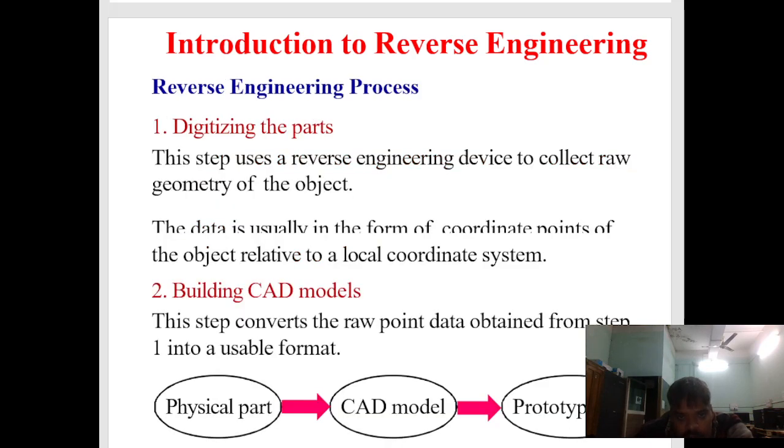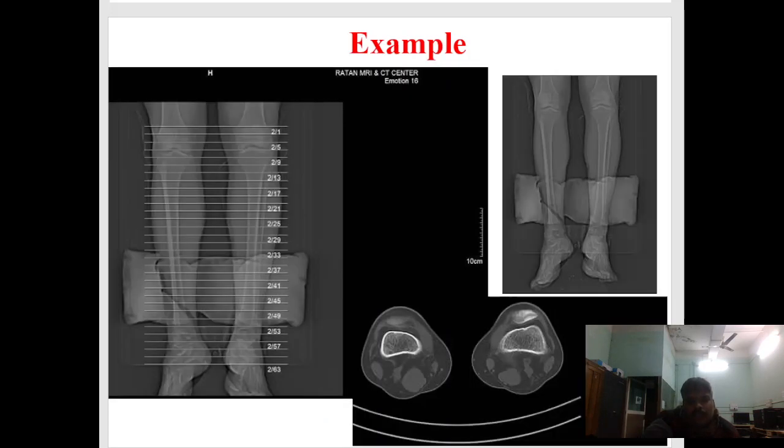Reverse engineering process. Digitizing the part. This step uses a reverse engineering device to collect raw geometry of the object. The data is usually in the form of coordinate points of the object relative to the local coordinate system. Building CAD model. This step converts the raw point data obtained from the previous step into a usable format. From the physical part, CAD model. After that, prototype part. So from the physical part you have to make the CAD model, then you have to make the prototype part. These are the examples.